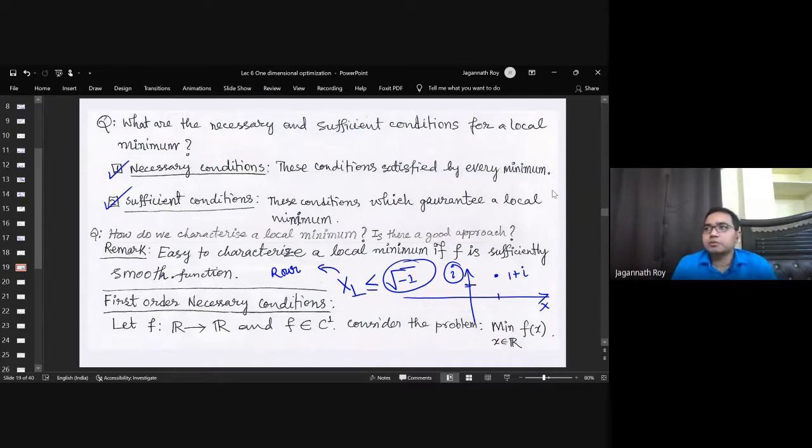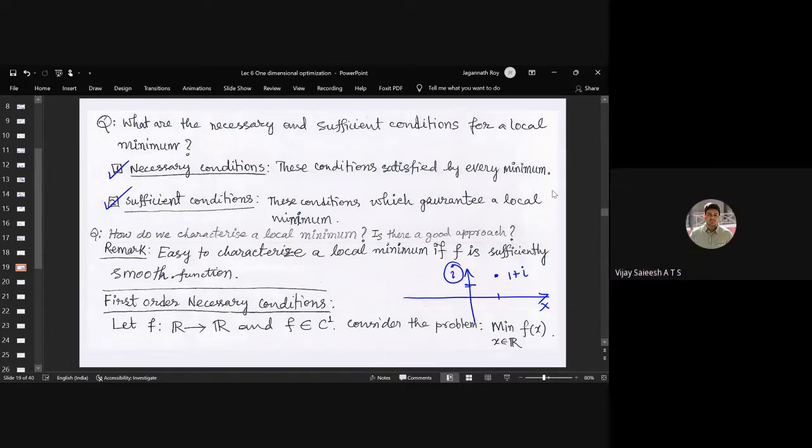I am not able to give you a particular example right now, but I can recommend some textbook where you can find it. Okay, sir.